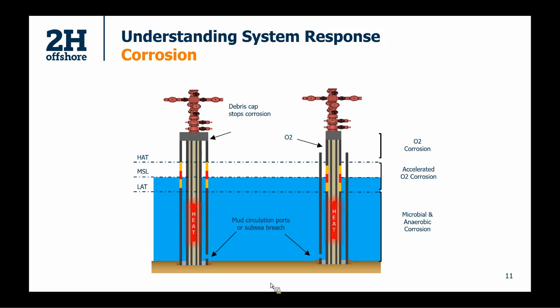However, if you have a subsea breach, like a mud circulation port, for instance, what you're then going to do is aerate and oxygenate the seawater that is in that A annulus, and then you potentially have this accelerated region occurring on your surface casing as well. And if your surface casing is your supporting mechanism, and you didn't design it to see that high level of corrosion, then you need to look at the potential structural integrity issue that you've now got a reduced ability to resist that load.